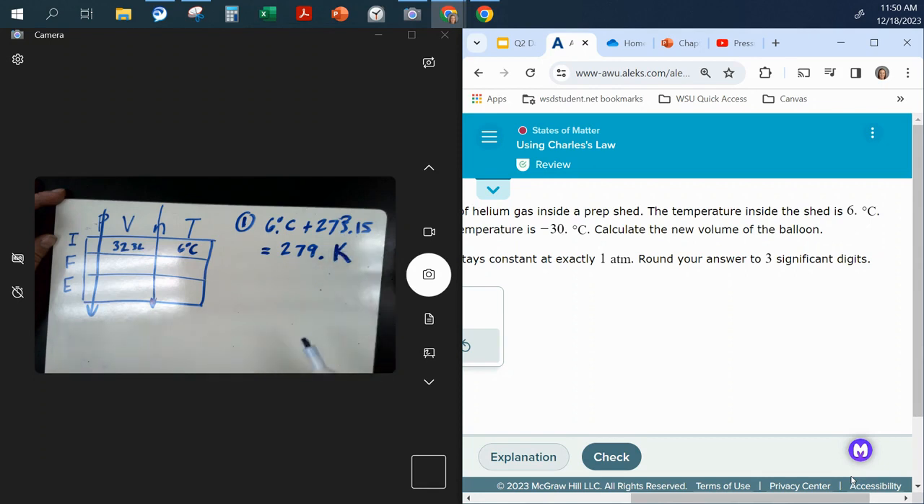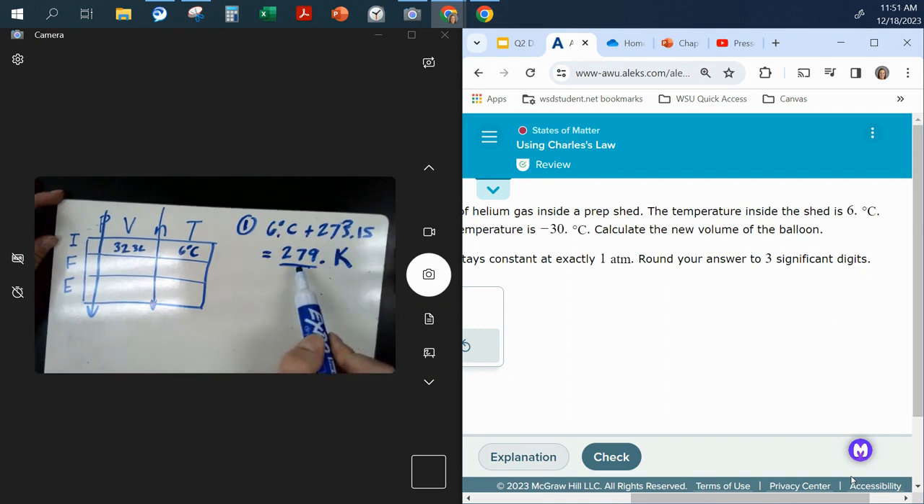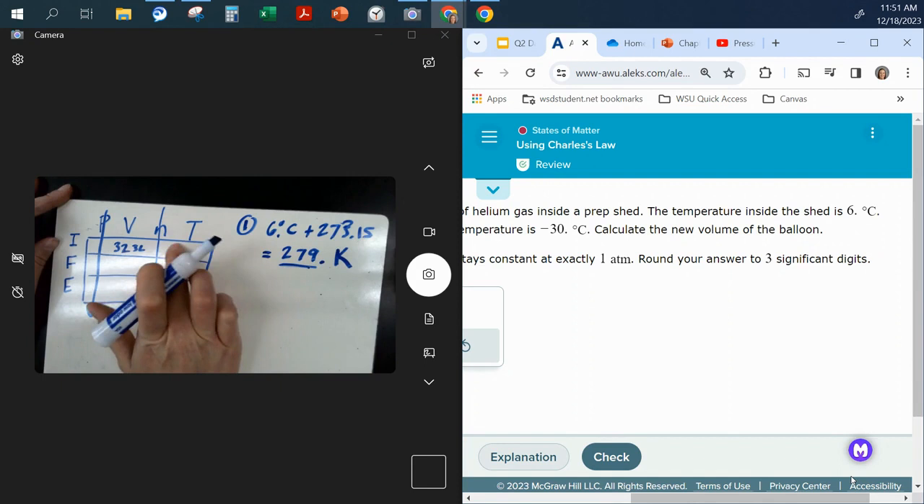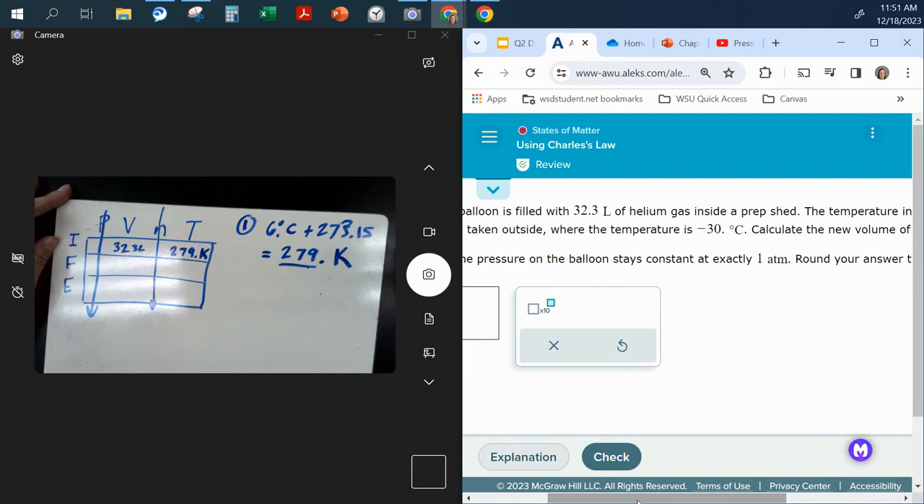And that's Kelvin. This one now has 3 sig figs. No decimal places, but it has 3 sig figs. This one has 1, that's true, but once we get it into Kelvin, now it has 3 sig figs. So that's how many sig figs we're going to go with. That's kind of weird, it threw me off for a while. So 279 Kelvin.